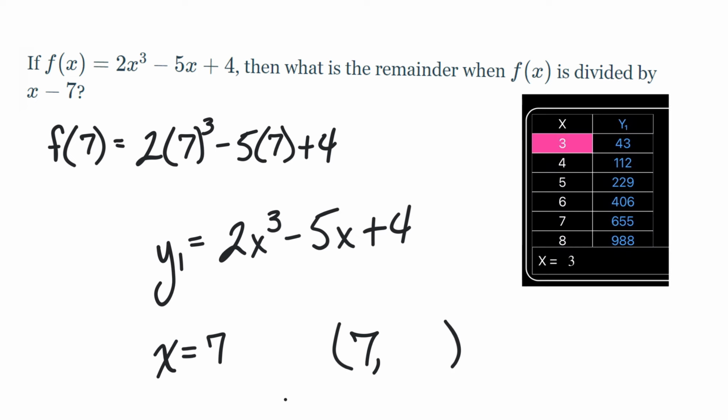So as you can see, I copied over my table, and the result when 7 goes in is 655. So that would be the remainder for this particular expression, when divided by x minus 7.